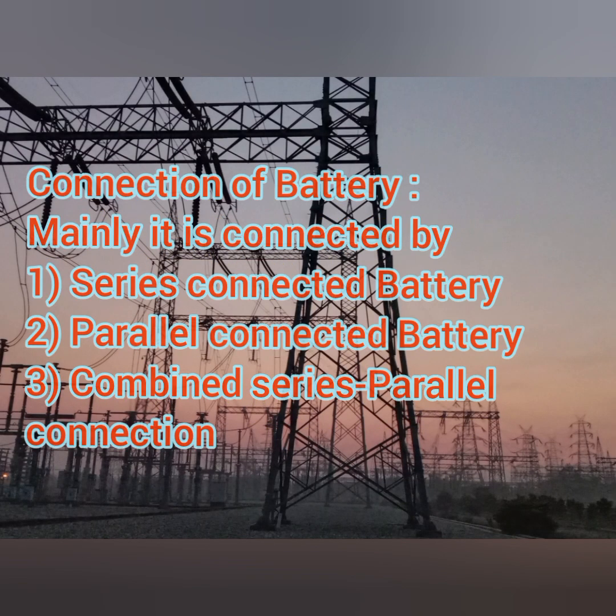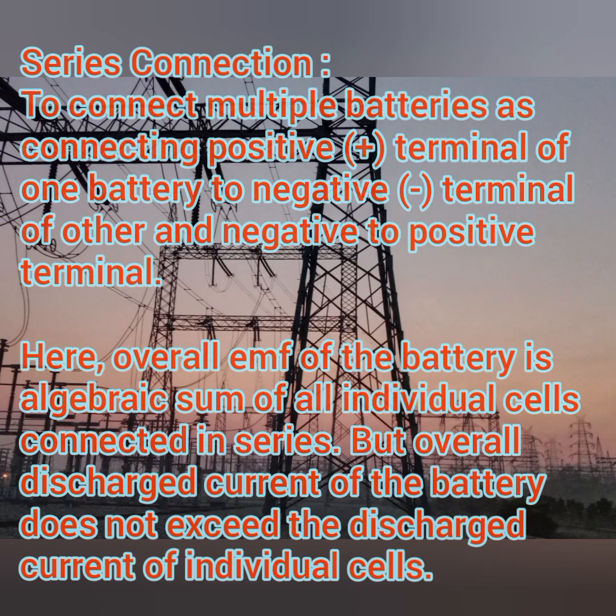Next, connection of a battery. A battery should be connected in series or parallel or a combination of both series and parallel connections with the DC supply. So coming to the series connected batteries. In a series connection, multiple batteries are connected one by one. For example, if one battery's positive terminal is connected with the negative terminal of another battery, and that battery's positive terminal is connected to the negative of another battery. Likewise it goes in order.